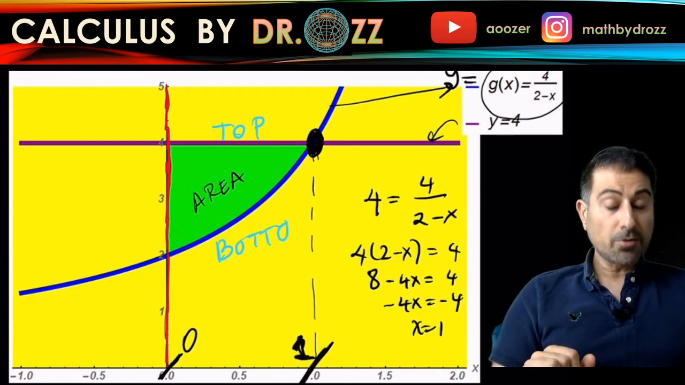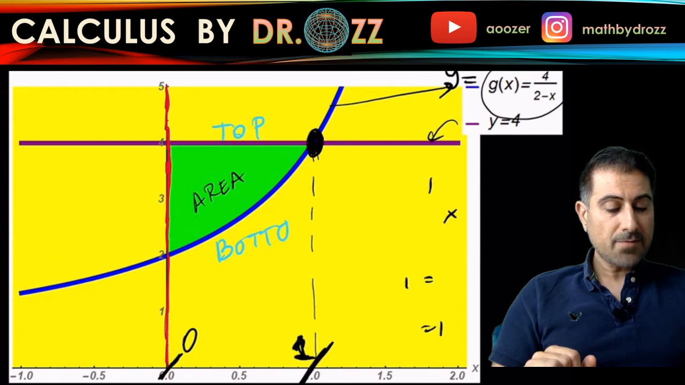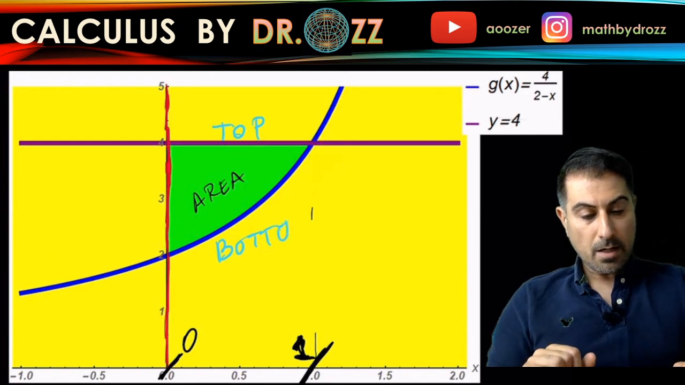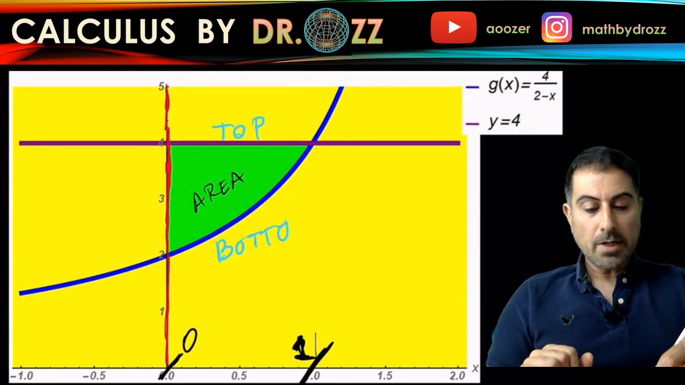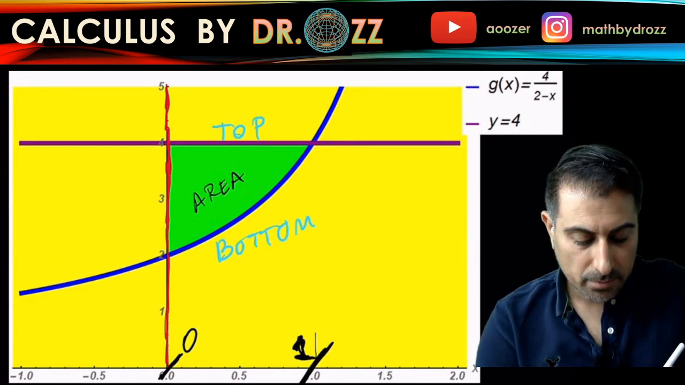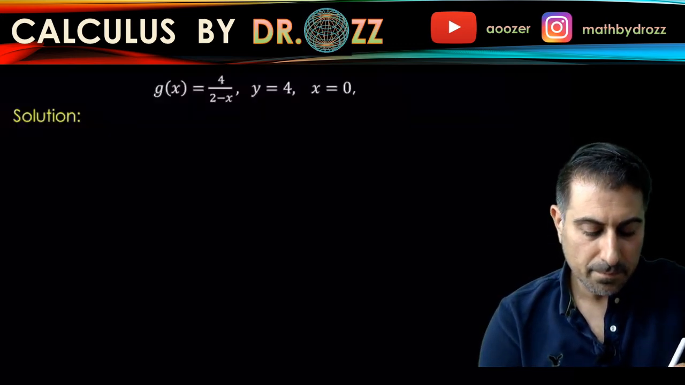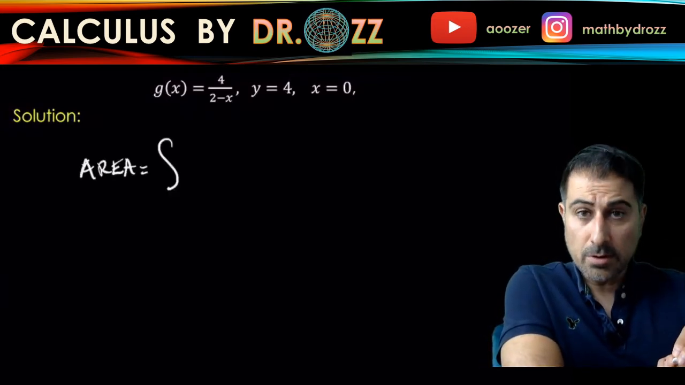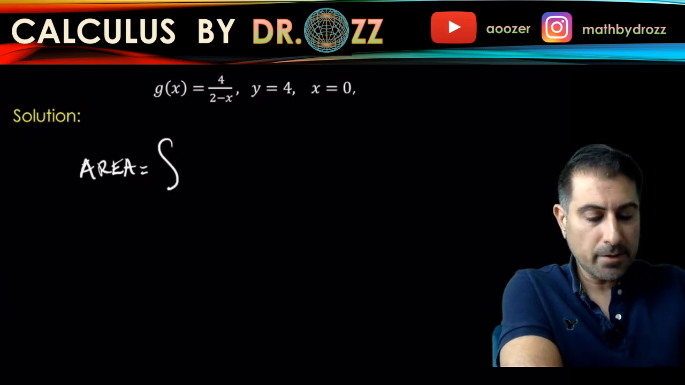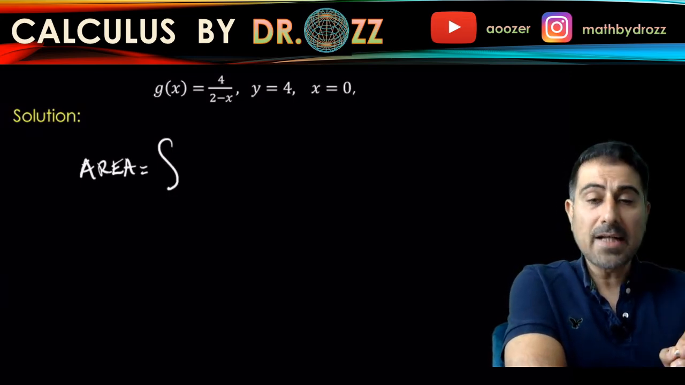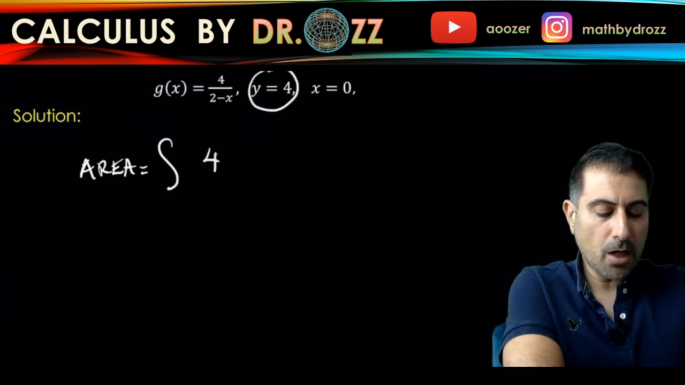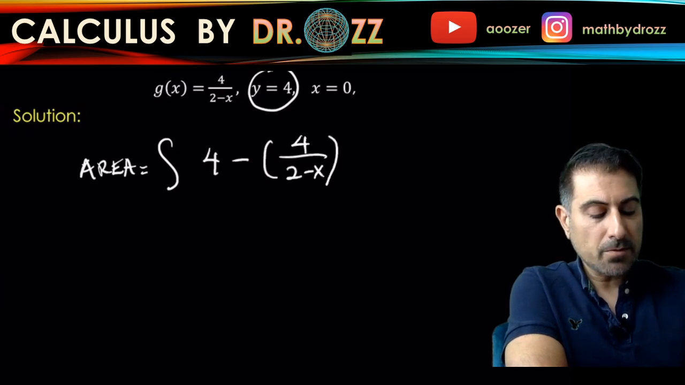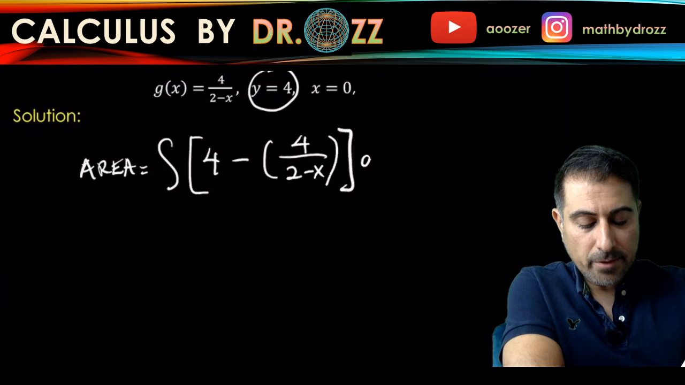That the area surrounded by the three graphs is found by writing down this integral, okay, the area integral. I'm going to put the limits at the end. The top function is the line, and here we go. That's 4, minus the bottom function, which is 4 over 2 minus x. This is integrated with respect to x, and the limits would be 0 and 1.